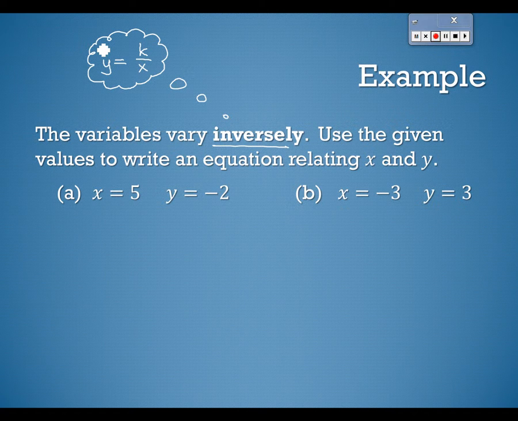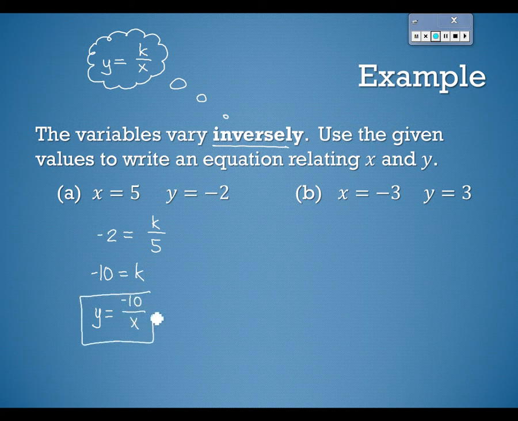Given that that's true, we can use those sample values to help us figure out what k is. What is k? Figure it out. Is it obvious to you that k is -10? We solved that equation by multiplying by 5 on both sides. And that's not where we're done. It says use the given values to write an equation that relates x and y. So what do we write? Y equals -10 over x.